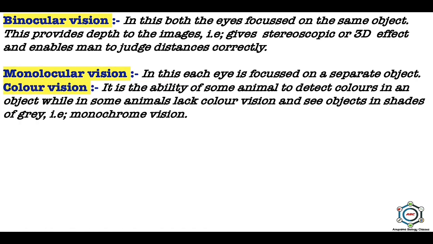Color vision. It is the ability of some animals to detect colors in an object, while some animals lack color vision and see objects in shades of gray, that is monochrome vision. Color vision is found in humans, apes, monkeys and most fishes, and the monochrome vision is found in domestic and nocturnal animals.